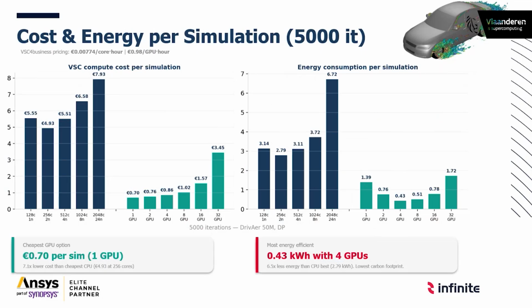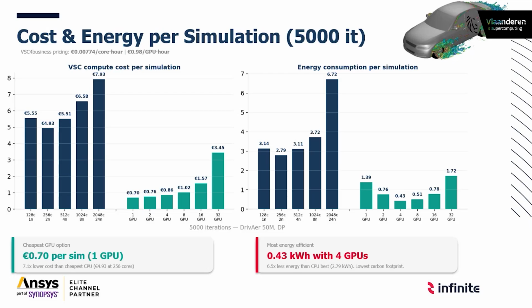Let's translate this to some numbers in cost and power. I use the VSC for business pricing, so that's the commercial prices for a core hour or a GPU hour. If I then look at the GPU performances, the cheapest is just using one GPU. That's only 70 cents. And if I compare that one with the cheapest CPU option, it's almost €5. So it's 7 times lower cost to run it on a GPU.